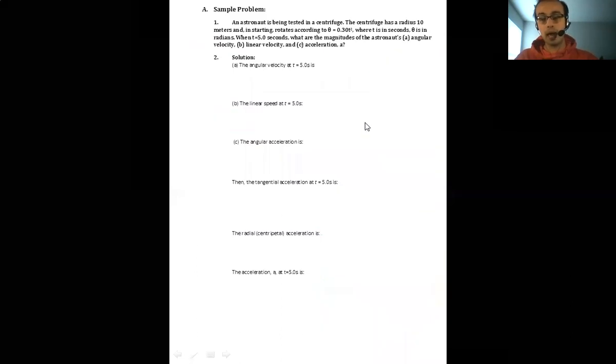All right, let's go ahead and try to tie this all together. We're given a problem where an astronaut is being tested in a centrifuge. The centrifuge has a radius of 10 meters, and starting from rest, rotates according to theta equals 0.30 t squared, where t is in seconds and theta is in radians. When t is equal to 5 seconds, what is the magnitude of the astronaut's A, angular velocity, B, linear velocity, and C, acceleration?